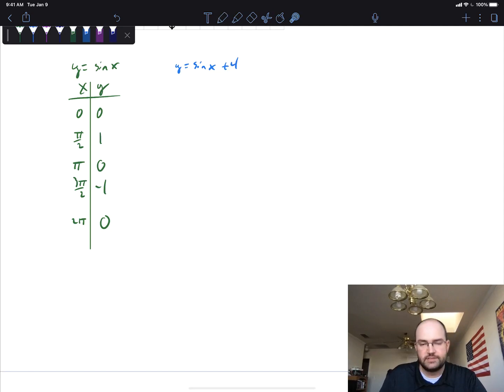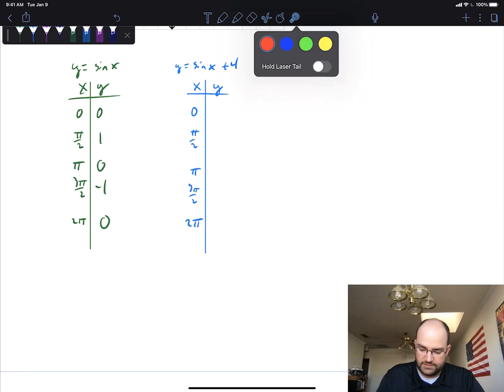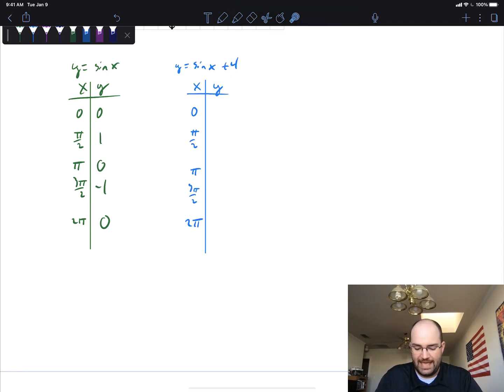Now notice that this plus 4 is not in an argument. In other words, it's not in parentheses with the x, which means that that's just a vertical shift. And because it's vertical, that means that the x values stay the same from the previous table: 0, pi over 2, pi, 3 pi over 2, and 2 pi. Because the 4 is on the outside, we do what it says, which means we're going to add 4 to all these y values. So 0 plus 4 is 4, 1 plus 4 is 5, 0 plus 4 is 4, -1 plus 4 is 3, 0 plus 4 is 4. And there you go. That is the table that we want here.